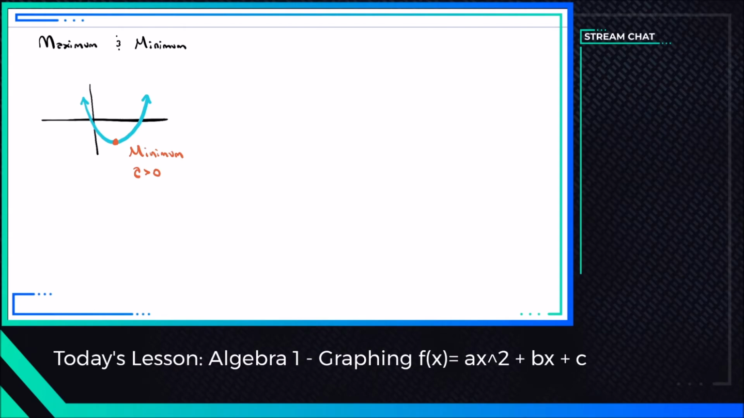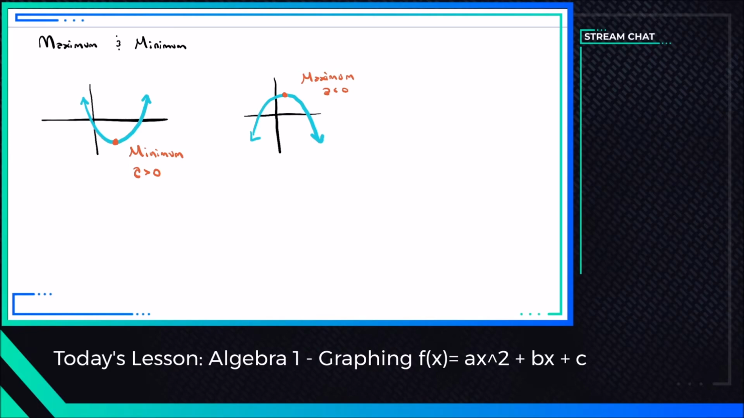You can also have a maximum, or a point that is higher than anything else. And so on this parabola, that's going to occur right there. That point is higher than any other point on the y-axis. That is going to be known as a maximum. And that occurs when a is less than 0.